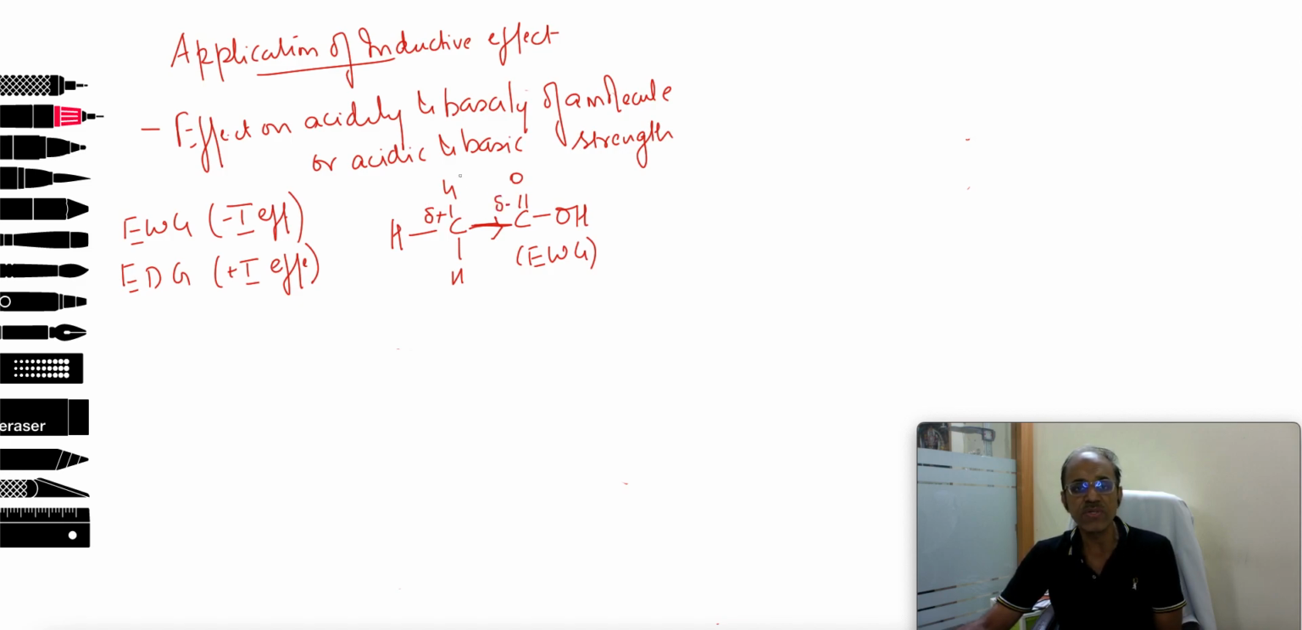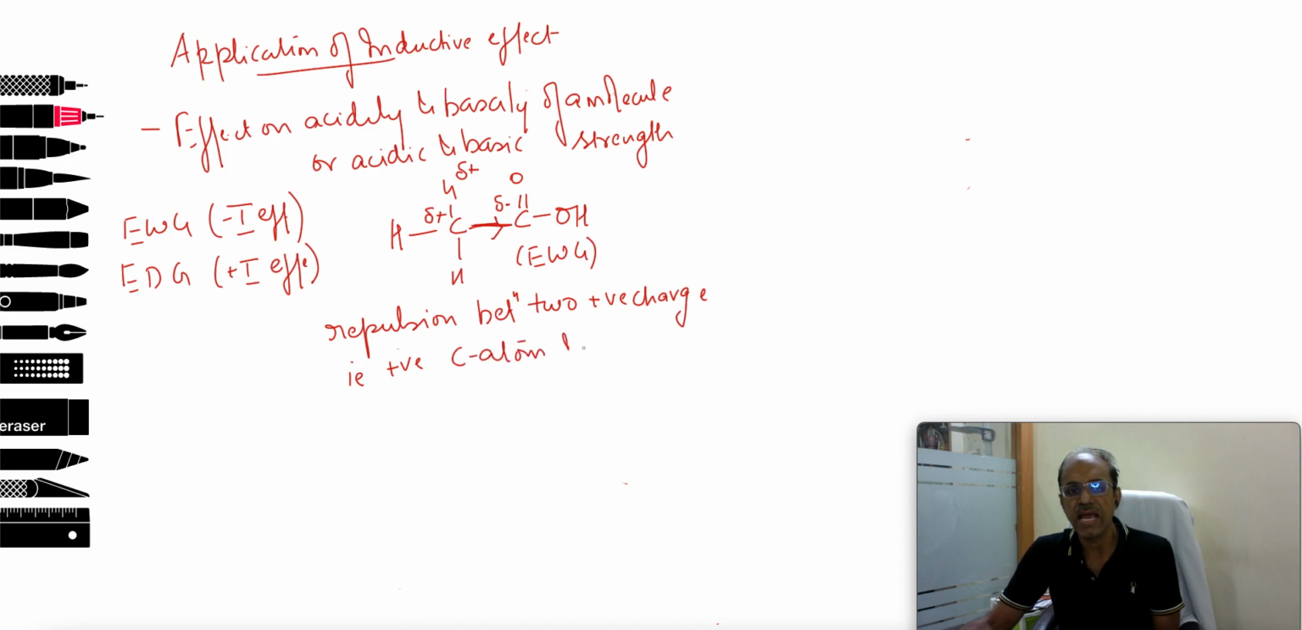Now hydrogen, we know, is already partially positive in nature. If two positive charges are near each other, then obviously there will be a repulsion, as we know, between two positive charges, that is, the positive carbon atom and the positive hydrogen atom. If there is a repulsion, that means this hydrogen atom can be easily knocked off, removed.